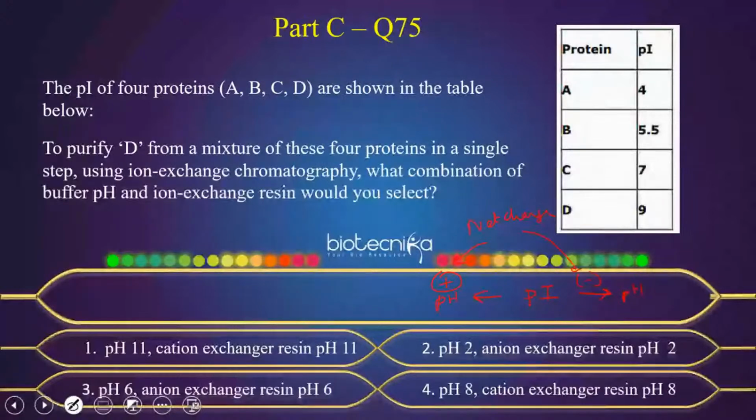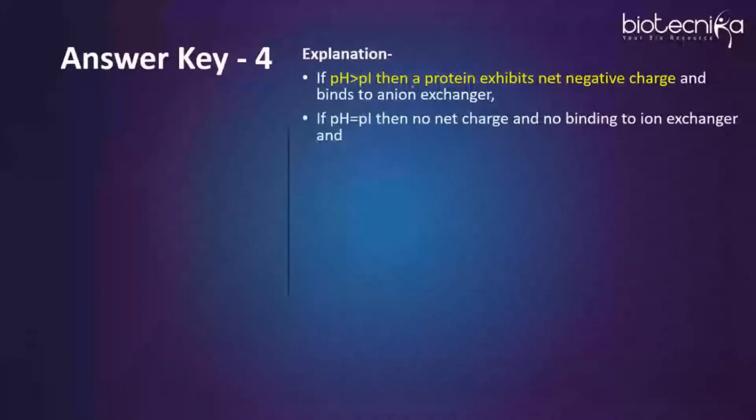Okay. So, what about our exchangers? Our exchangers exhibit net negative charge. And if it is negative charge, what does that mean? It will bind to the opposite charge, that is, positive charge, right? If pH is equal to pI, then there is no net charge and no binding.